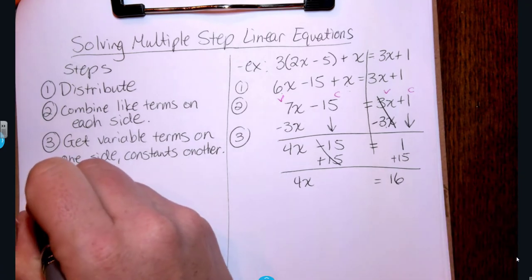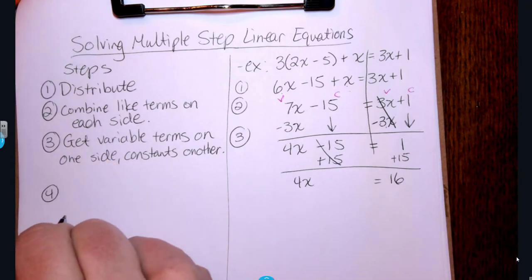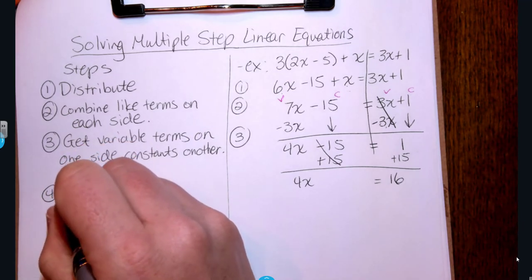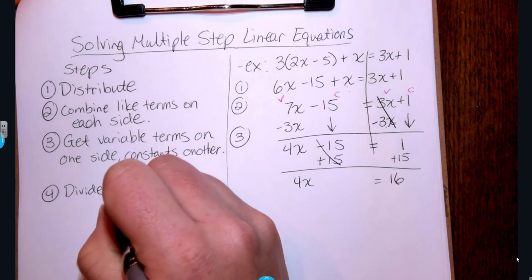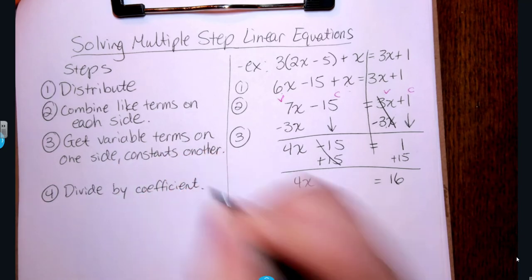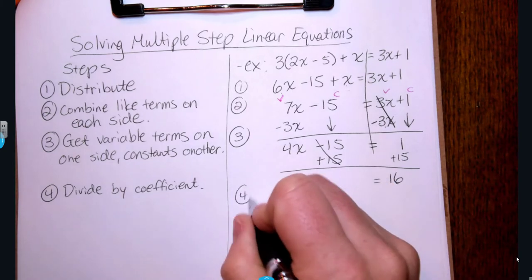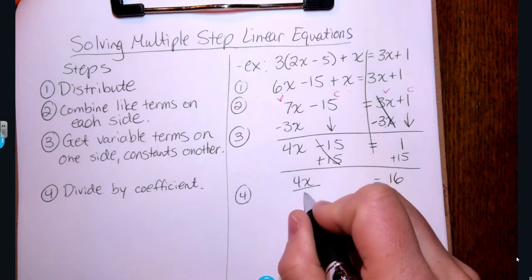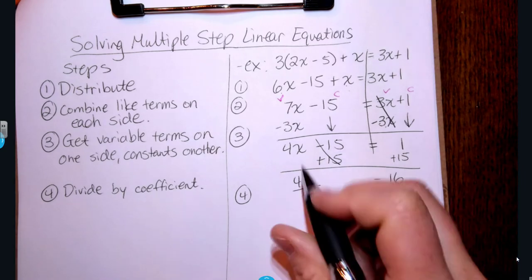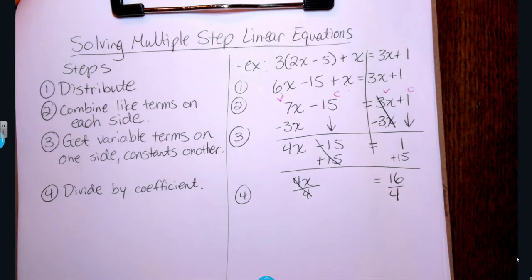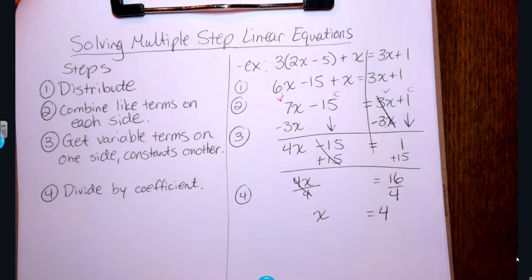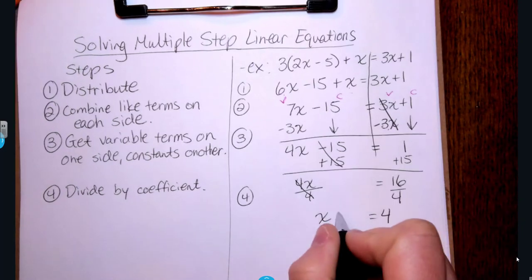Okay, so now step 4 is typically, this isn't all the time, but typically it's going to be to divide by the coefficient. Typically that's going to be our last step to get the x alone. So if I divide by 4, since this is 4 times x, then 4 divided by 4 is 1x, or just x. And 16 divided by 4 is 4. Okay, so that should be my answer.